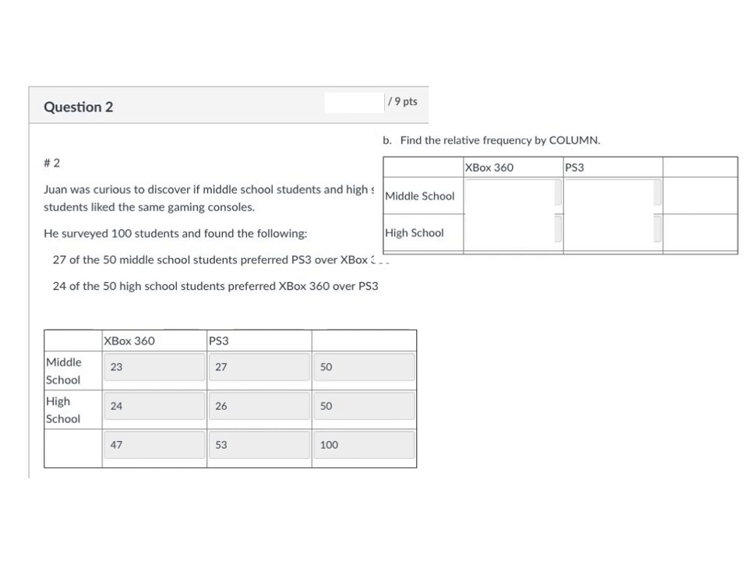Let's talk about a frequency table with a column. So that means we're going to use the column information to go ahead and find this frequency table. So I want to find this one here, right? And so what is there? That is the Xbox and middle schooler. Well, how many Xbox and middle schoolers? We have 23 divided by, and then we're going to do the column total, which is 47.